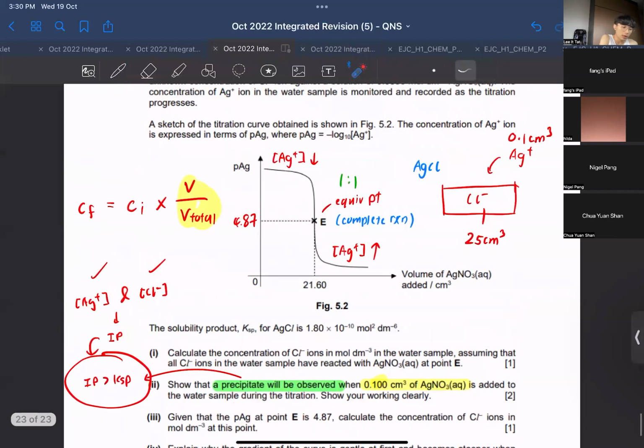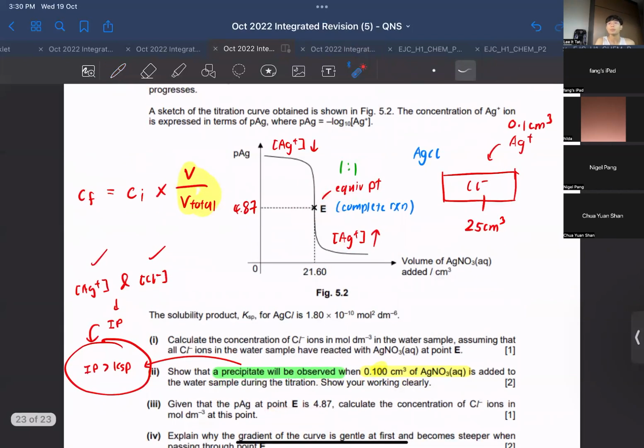I want you guys to realize at point E, which is what this question is discussing, we are at a 1:1 mole ratio, right? Equivalence point is always about 1:1 mole ratio. Complete reaction, pretty much. So at this point, you can expect your Ag plus concentration to be roughly equal to the Cl minus concentration in the mixture. Ideally, at this point, you don't want to have any Cl minus in the mixture. That's why it's called the equivalence point. But again, that is never really how it works.